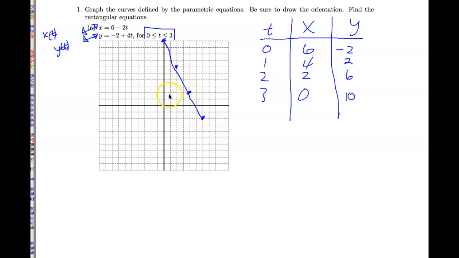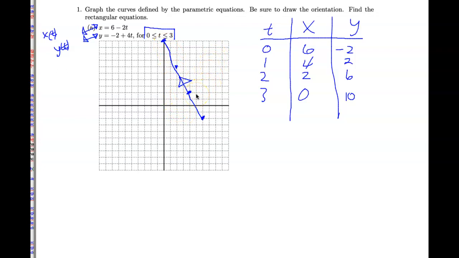And the other key thing with parametric equations is that you need to put the direction that the curve is going. So as t is increasing, draw the arrow of which way the points are going. Since we started at (6, -2), and then (4, 2), and (2, 6), we orient the direction of the curve going in the upward direction.